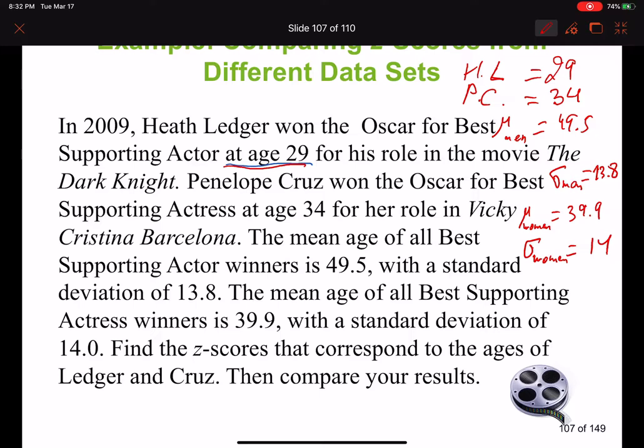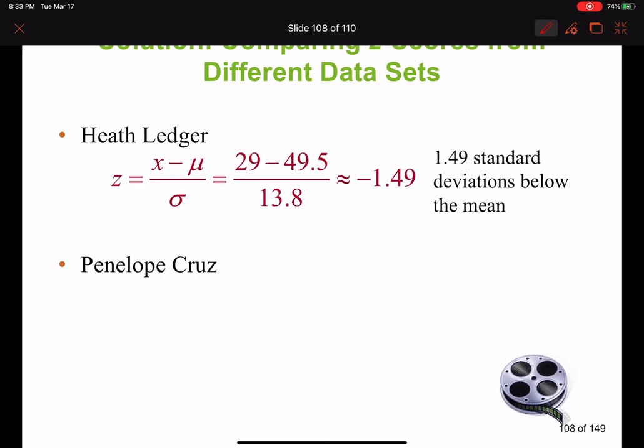Now, Heath Ledger's age, 29, we identify as our X for Heath Ledger. 34 is our X for Penelope Cruz. Okay, those are our data. So for Heath Ledger, the z-score is equal to X minus mu over sigma, where X was the age of Heath Ledger, 29. Mu was the average age for men Oscar winners, 49.5, and standard deviation 13.8. Once we solve it, we get a z-score of negative 1.49.